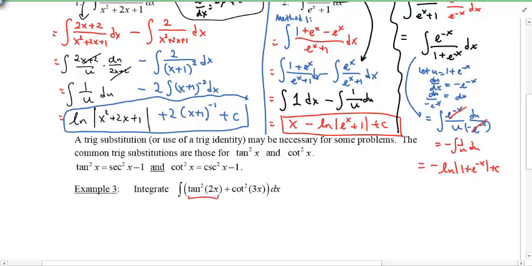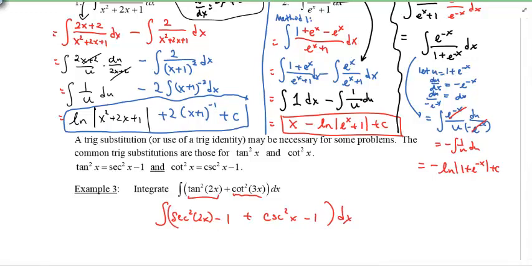Because tangent squared 2x can be written as secant squared 2x minus 1, and cotangent squared x can be written as cosecant squared x minus 1. And why is this helpful to us? Well, because the antiderivative of secant squared, I hope you remember, is just tangent. This is a 2x, so there will be a 1/2 factor in front. The antiderivative of minus 1 is negative x.